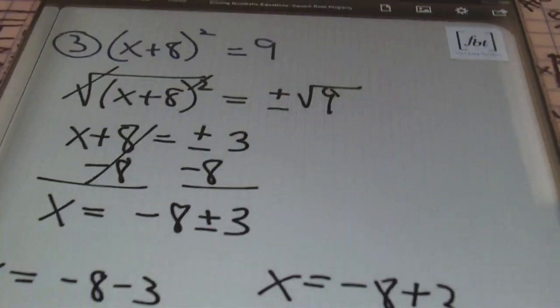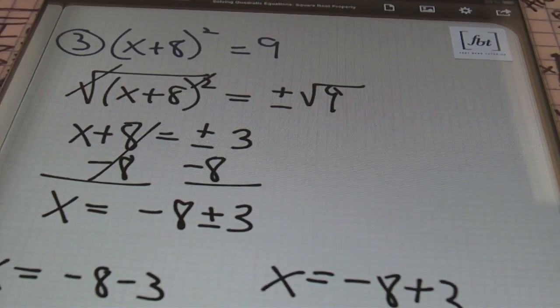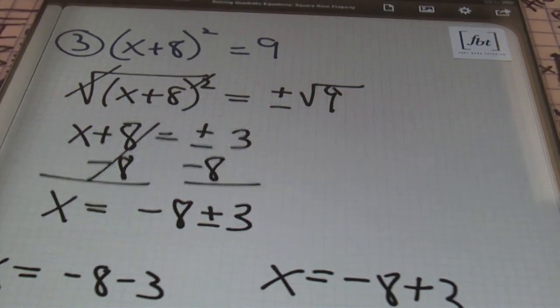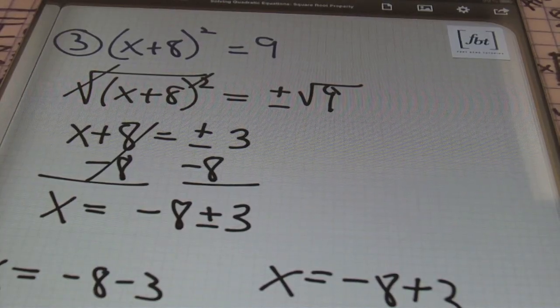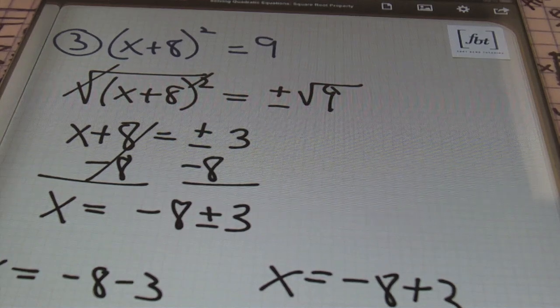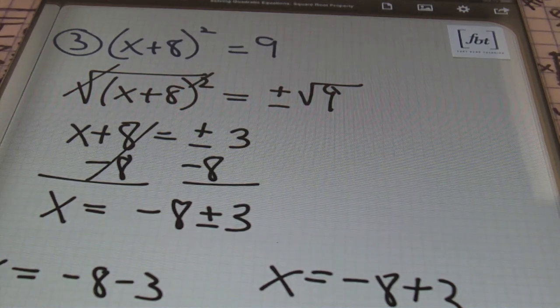So recapping this, ladies and gentlemen, in problem number 3, I started out with the quantity of x plus 8 raised to the second power, which equals 9. I will then take the square root of both sides of the equation, remembering to put plus or minus on that right side when I'm using the square root property. Remember, we have to include the negative and positive versions of the right side because both squared will give me a positive 9. So from there, I bring down my x plus 8, which is equivalent to plus or minus 3 once I've taken the square root of 9.